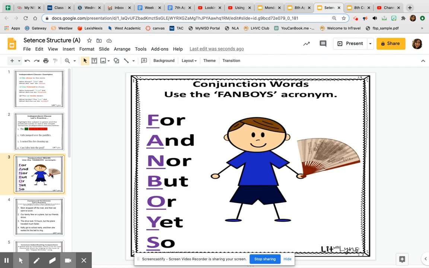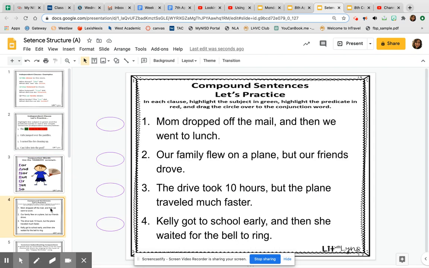Slide 3 are our conjunctions. So we use fanboys as an acronym, which each letter stands for something. So for, and, nor, but, or, yet, so. Those are our fanboys. And this is to help you with our slide 4 assignment. So slide 4, these are compound sentences. In each clause, highlight the subject in green, highlight the predicate in red, and drag the circle over the conjunction word. So let's do number 1 together.